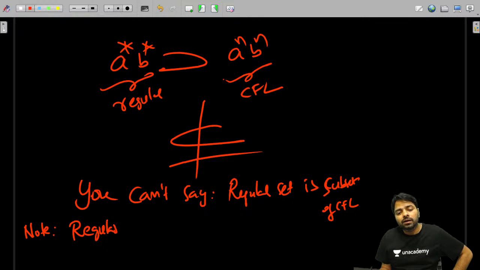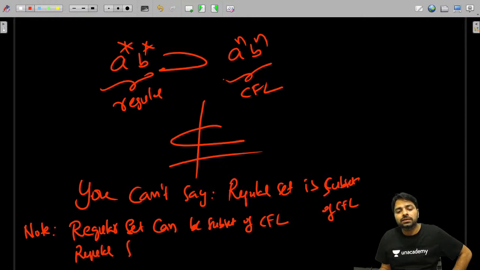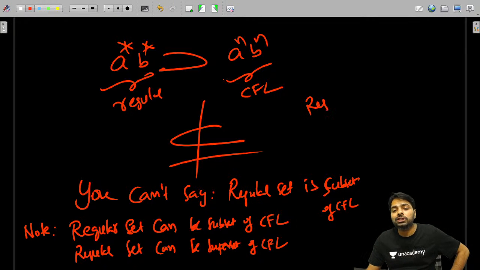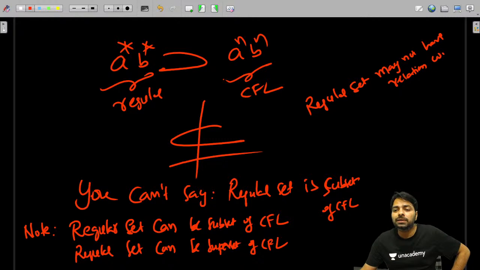Regular set can be subset of CFL, regular can be superset. ये तो वन लैंग्वेज के है ना, कुछ भी हो सकता दुनिया में. Can be superset of CFL and regular set may not have a relation with CFL. Regular set may not have a relation with a particular CFL, sometimes with a particular CFL.